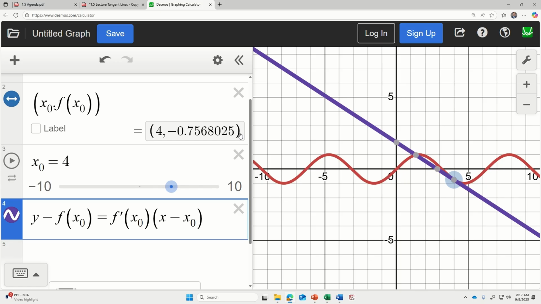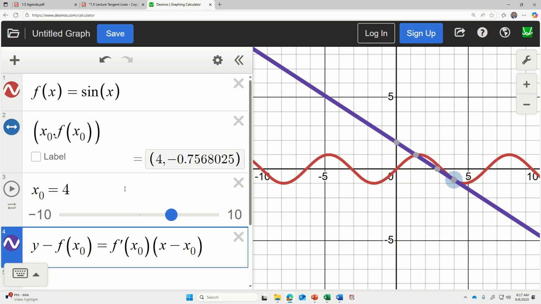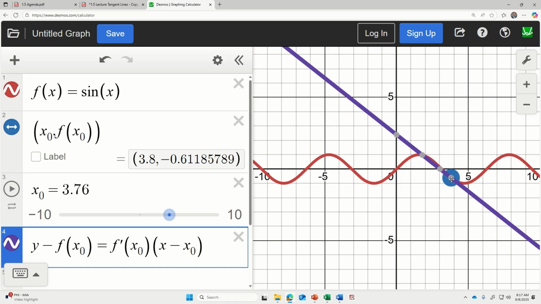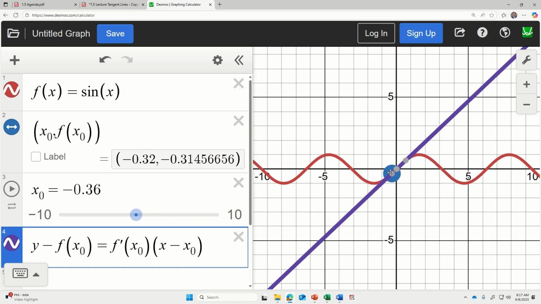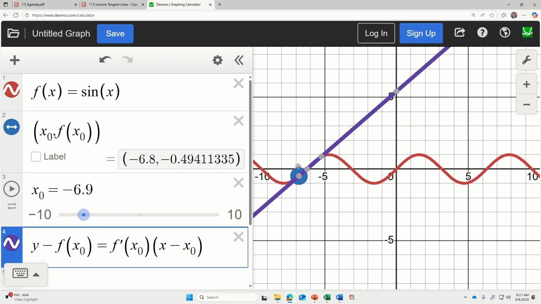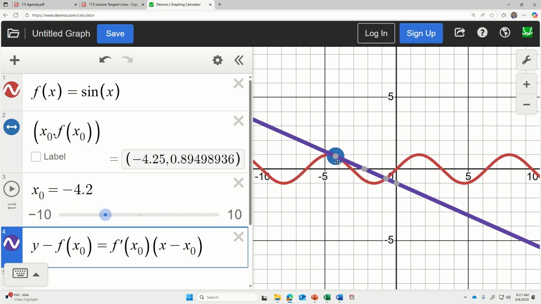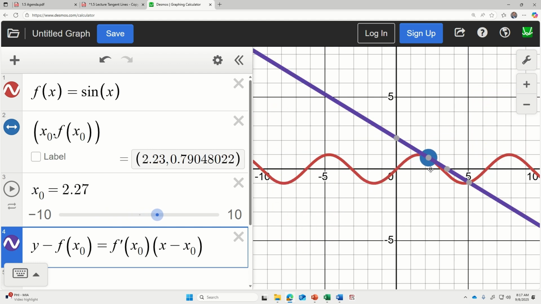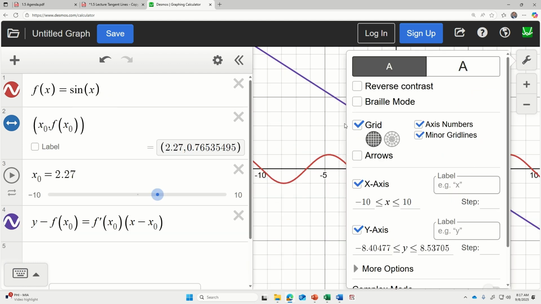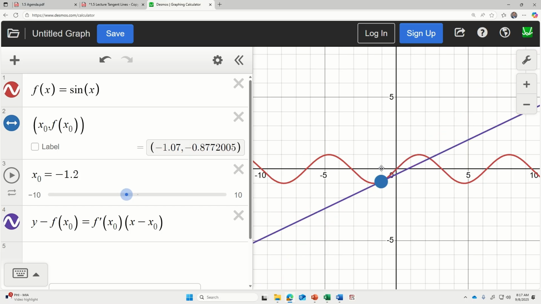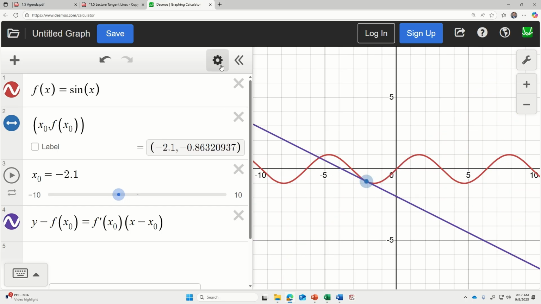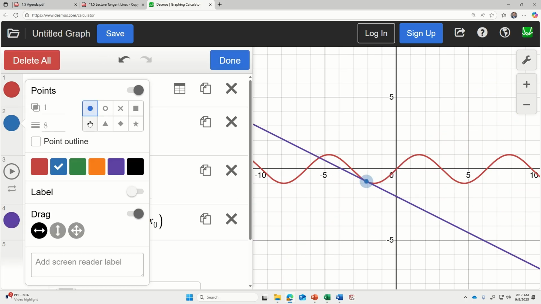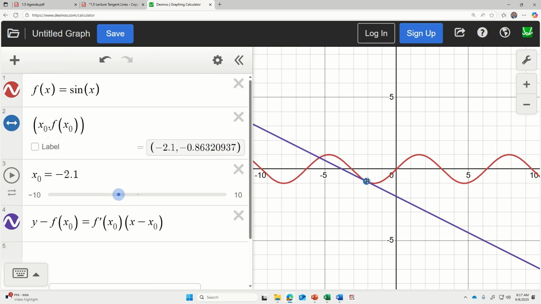And so now, with this setup in Desmos, I can grab the point where the line intersects the curve, and I can scooch it around, and you can see what all of the tangent lines of this function look like. This is a really big dot. I want to make it a little bit smaller. Something like that. Okay.